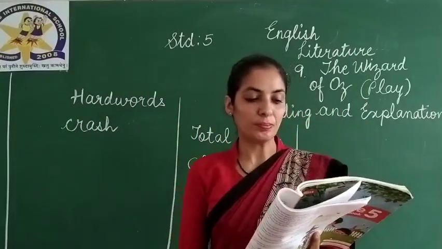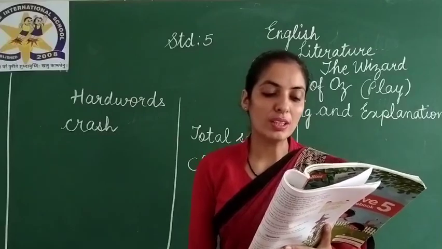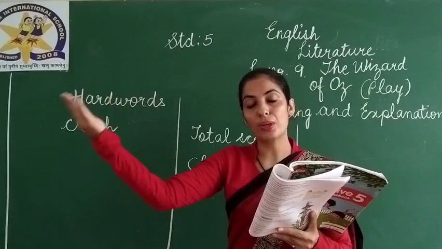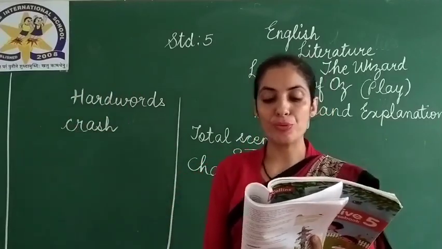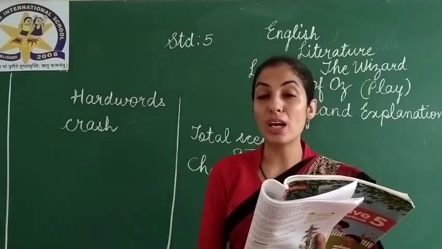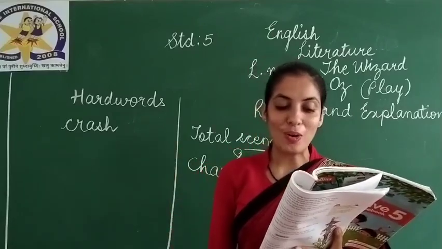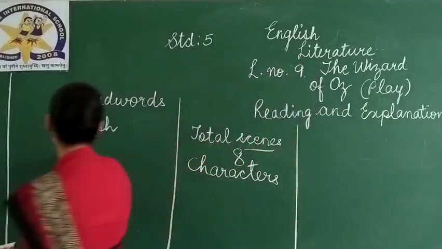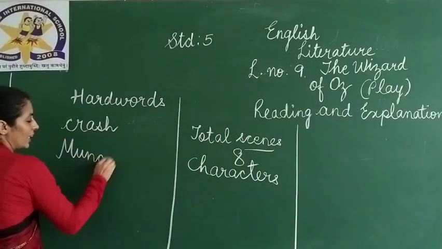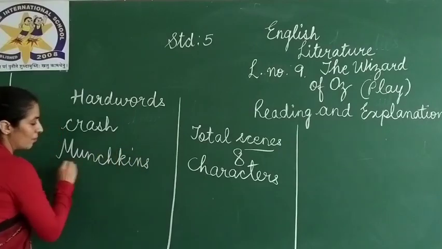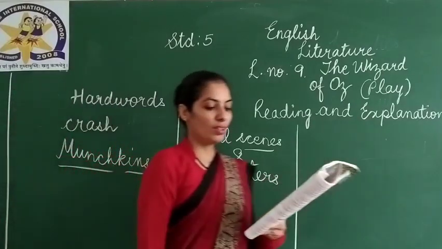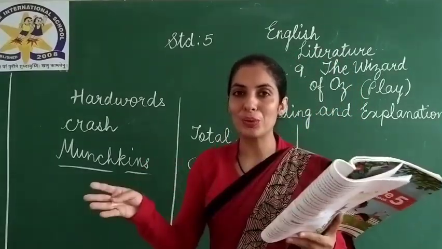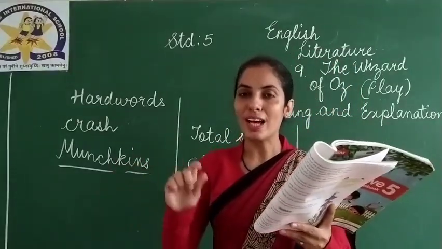Scene 1. Narrator: After the crash, Dorothy walks to the door and finds herself in a strange land. Standing before her is a crowd of tiny people called the Munchkins. What were the tiny people called there? Munchkins. Now where did she reach? When she opened the door, what did she see outside? Tiny people.